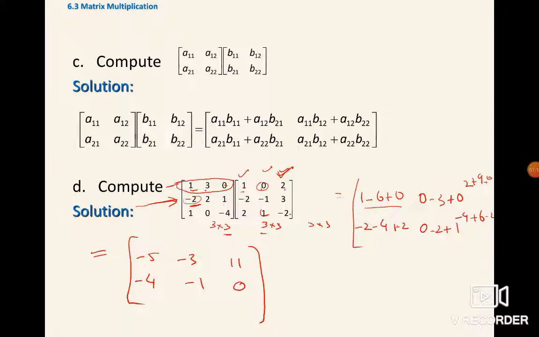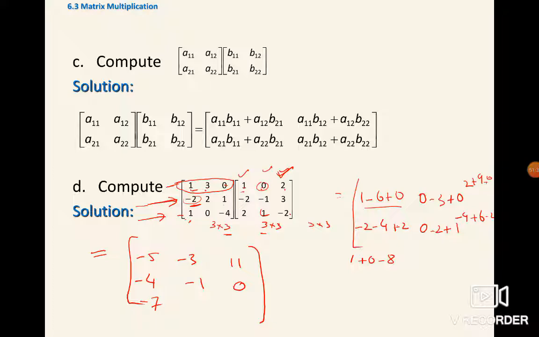Now take the third row and do the same with every column. Third row with the first column, first element with the first element: 1 into 1 is 1, 0 into 2 is 0, minus 4 into 2 is minus 8. Minus 8 plus 1 is minus 7, which is the first element.